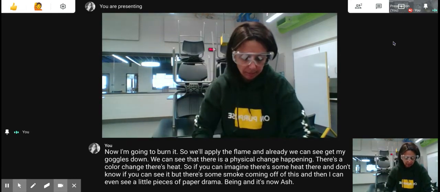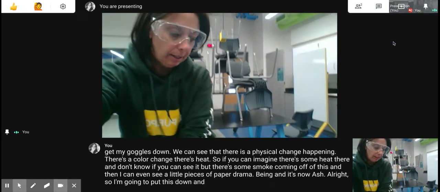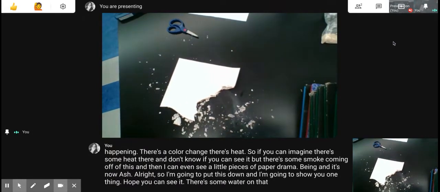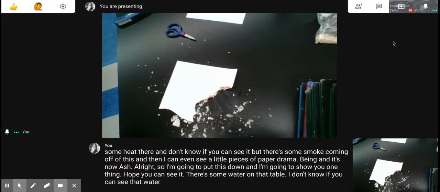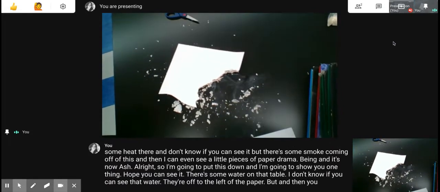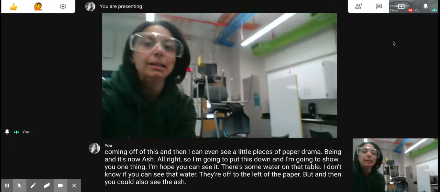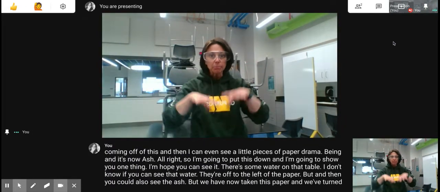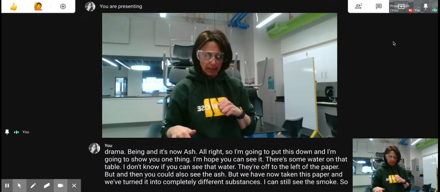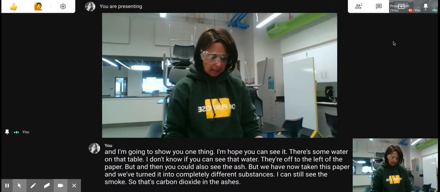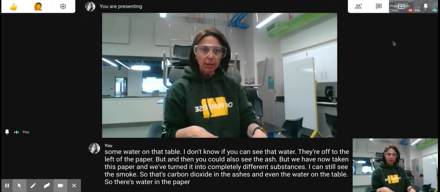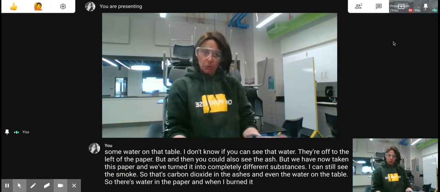All right, so I'm going to put this down, and I'm going to show you one thing. I hope you can see it. There's some water on that table. I don't know if you can see that water there off to the left of the paper, and then you can also see the ash. But we have now taken this paper and we've turned it into completely different substances. I can still see the smoke, so that's carbon dioxide, and the ashes, and even the water on the table. So there's water in the paper. And when I burned it, the water was released out of the paper.